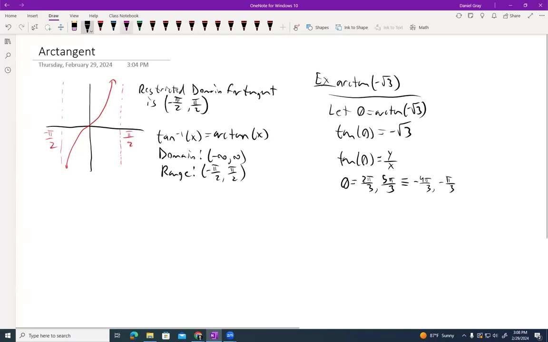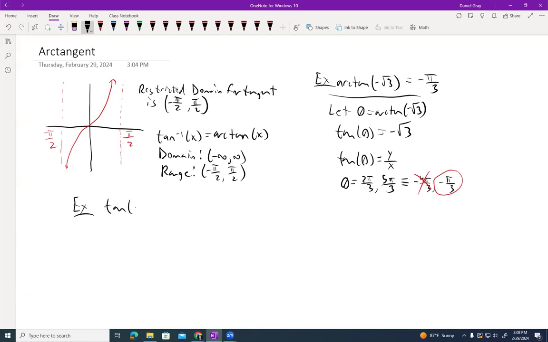Okay. Now, negative 4 pi over 3 is much too small. It's less than negative pi over 2, so that's not going to work. But negative pi over 3 is just fine. So arctangent of negative square root of 3 is negative pi over 3. All right. And then we can start looking at some compositions of these, right?